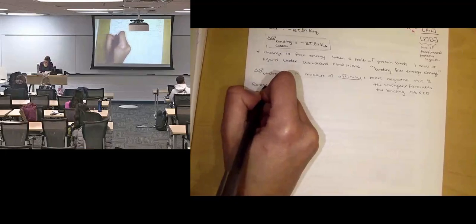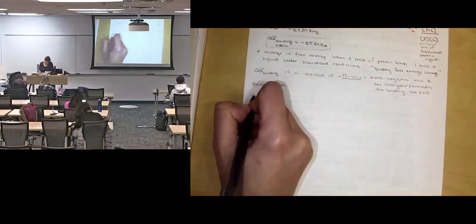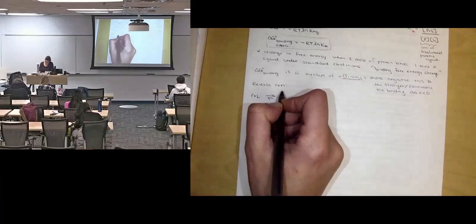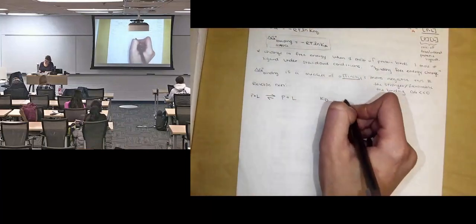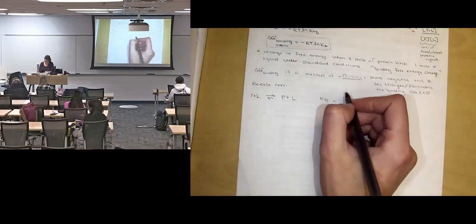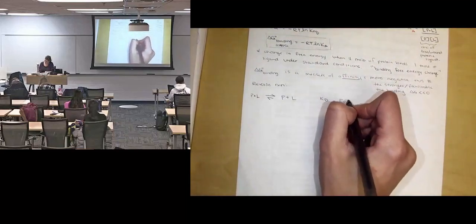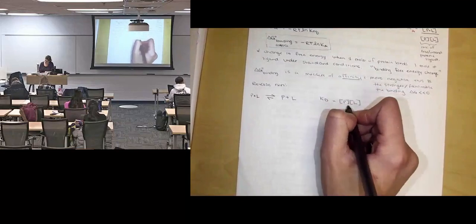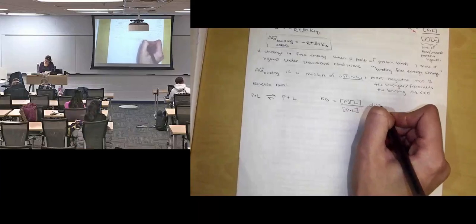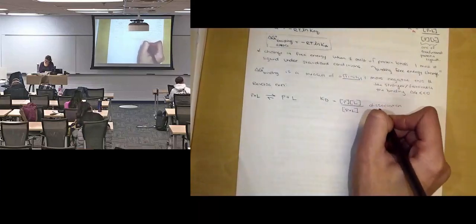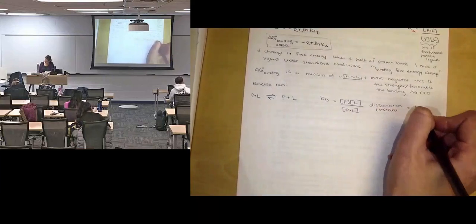Okay, so we can also write the reverse reaction. This would be our complex dissociating or unbinding into free protein and free ligand. The equilibrium constant for this is 1 over K sub A, 1 over our association constant. Or we can write it as the concentration of free protein times the concentration of free ligand over the complex. So this is our dissociation constant, and it is also equal to 1 over K sub A.